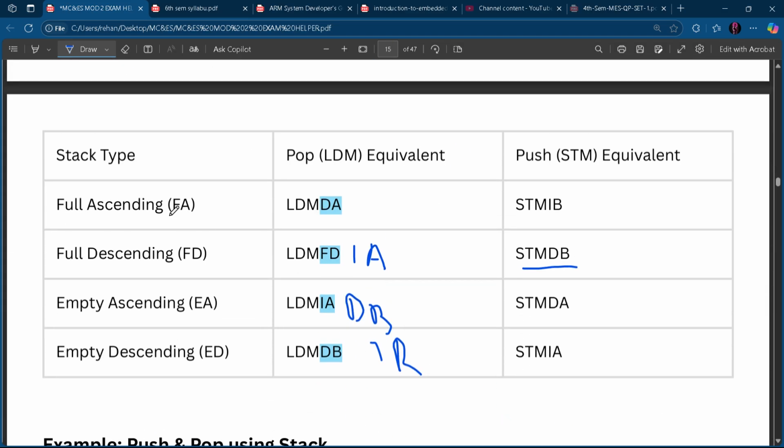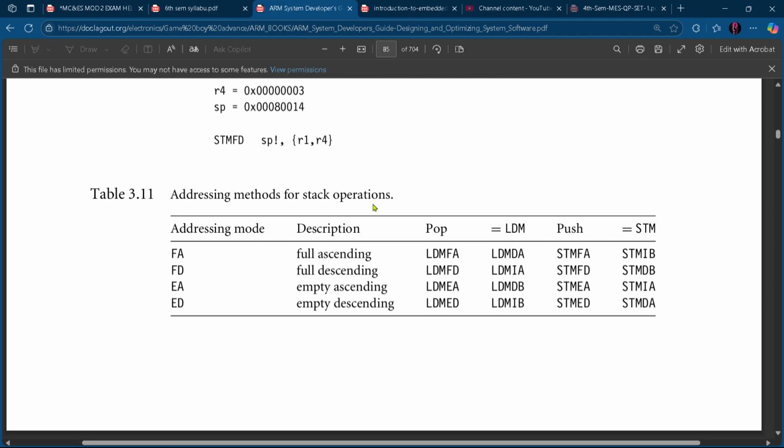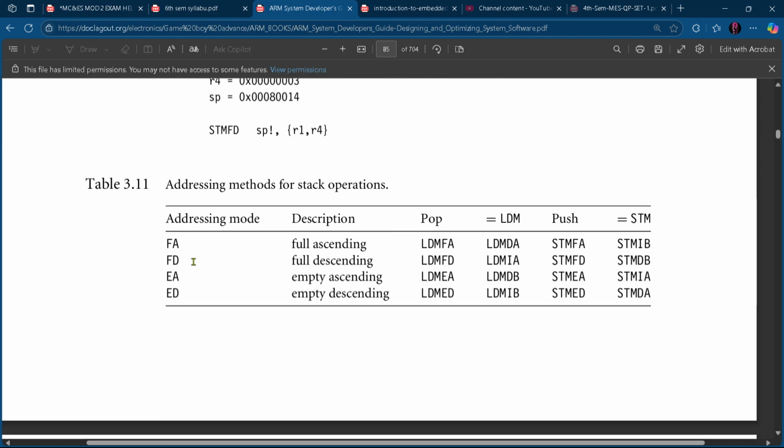That's it. So you have stack 4 types: full ascending, full descending, empty ascending, and empty descending. This you will be able to understand better when I show you over here. See, so for full ascending, full descending, empty ascending, empty descending. What are the pops? Load LDM, load multiple operations. See, load multiple: decrement after, increment after, decrement before, increment before. So basically after and before. These two are after, then these two are before. First decrement is having DA, IA, and then it's like DA, IA, DB, IB, just like that.